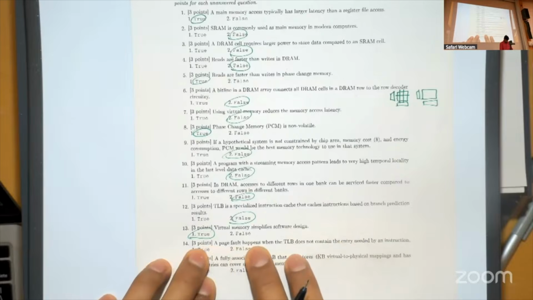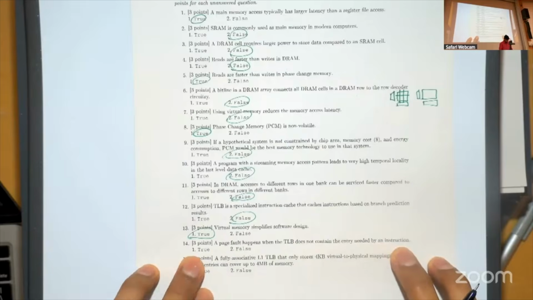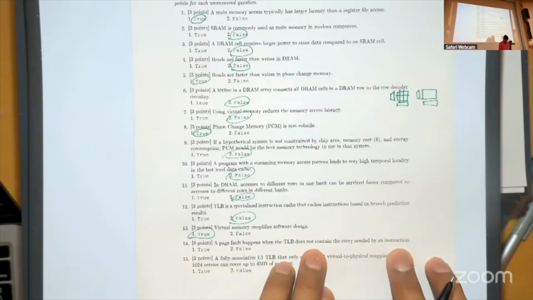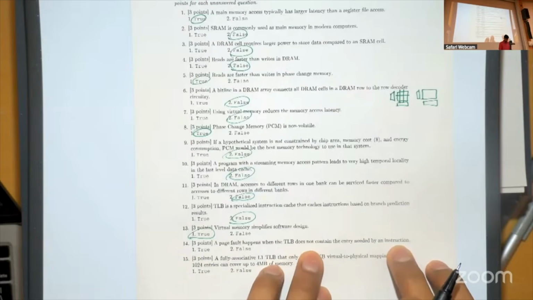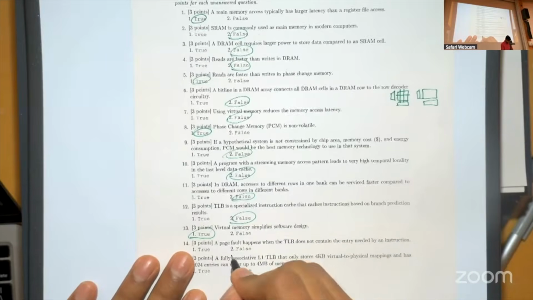A page fault happens when the TLB does not contain the entry needed by an instruction. This is false. It happens when you don't have the translation entry, essentially when you don't have the entry that converts the virtual address to the physical address. So this is also false.